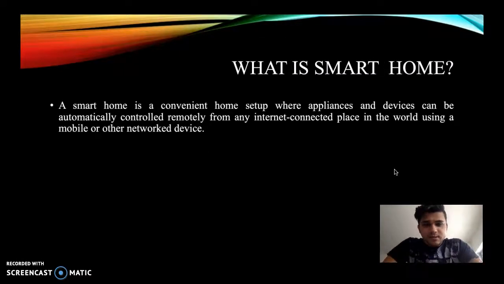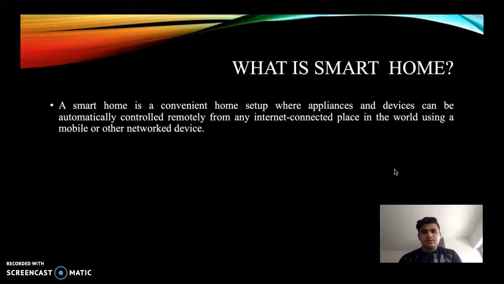Okay, so what is the smart home? A smart home is a convenient home setup where appliances and devices can be automatically controlled remotely from any internet-connected place in the world using a mobile or any other internet device like a tablet or computer. Here is an example: in every house we have a television, lights, curtains, everything.